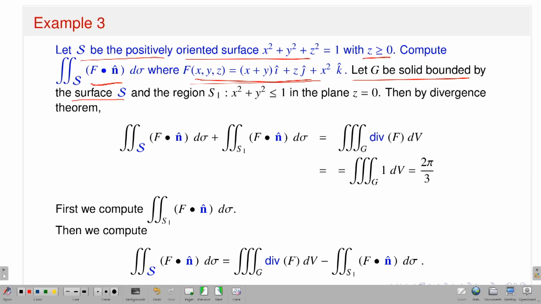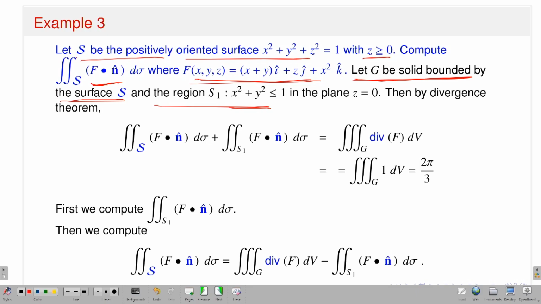That means x square plus y square plus z square is equal to 1, and z is positive. Okay. Now if I want to apply Gauss theorem, I have to start with a solid region bounded by the surfaces. So that is what I am doing. Let G be the solid region bounded by the surface S, that is given, and the circular region in the plane z is equal to 0, that means x square plus y square lesser equal to 1.